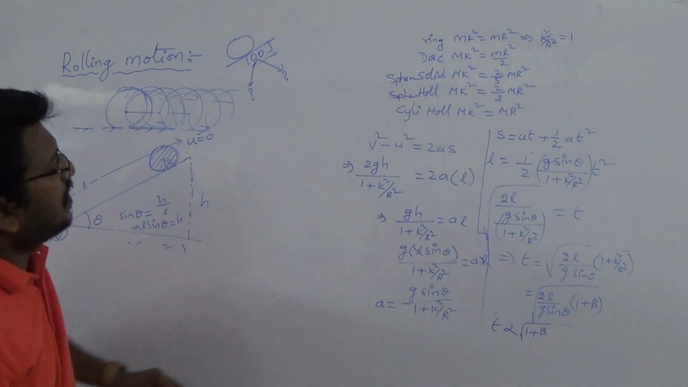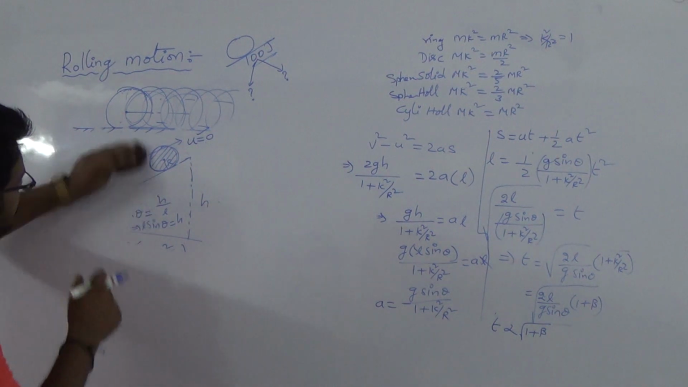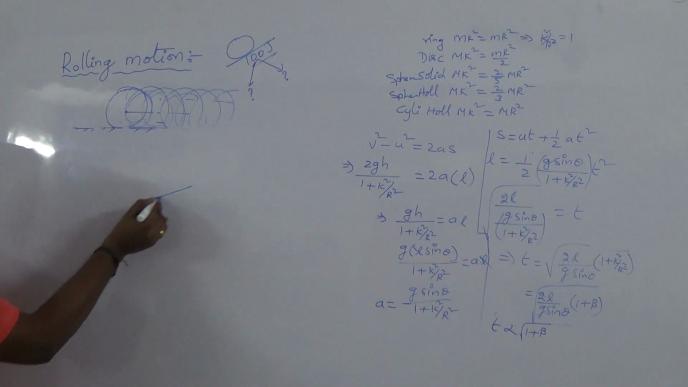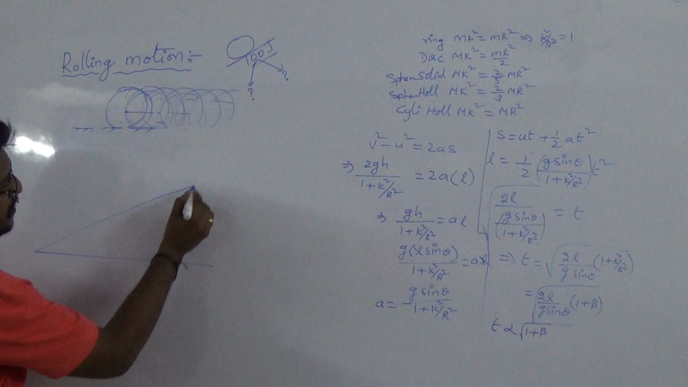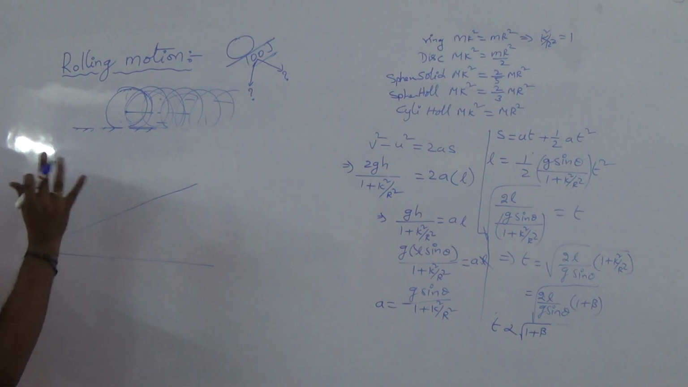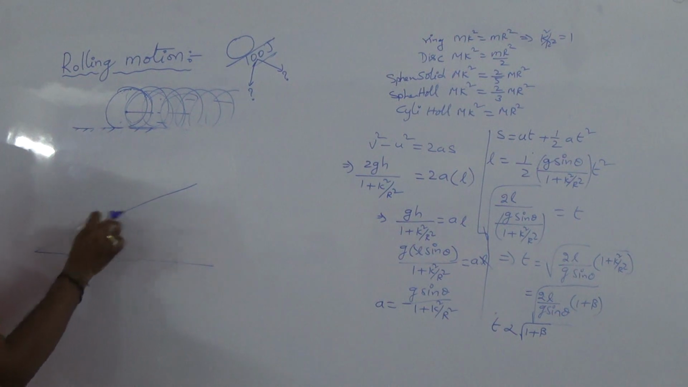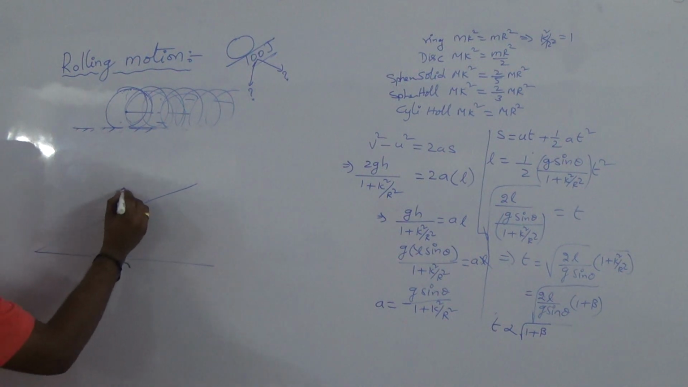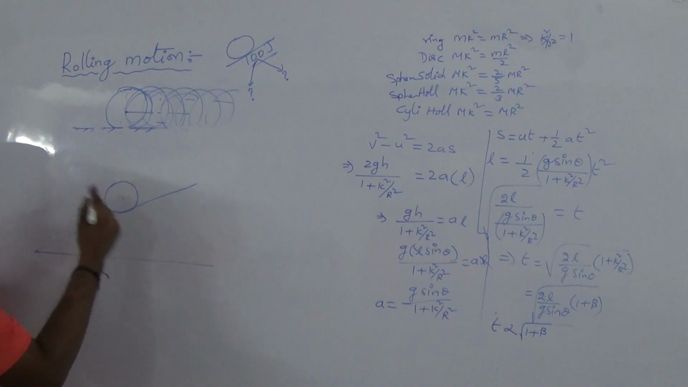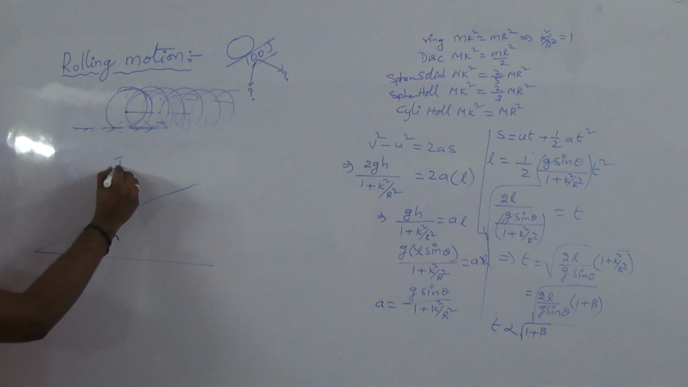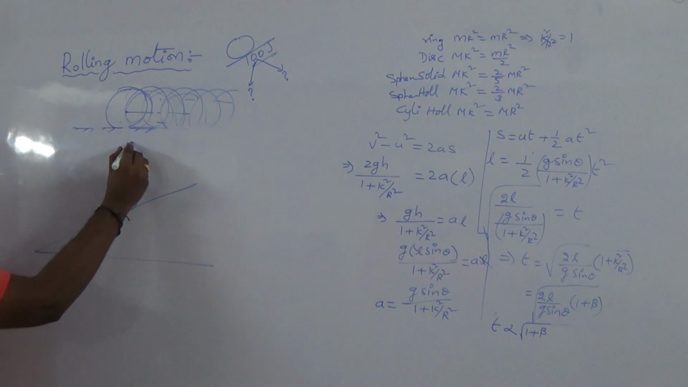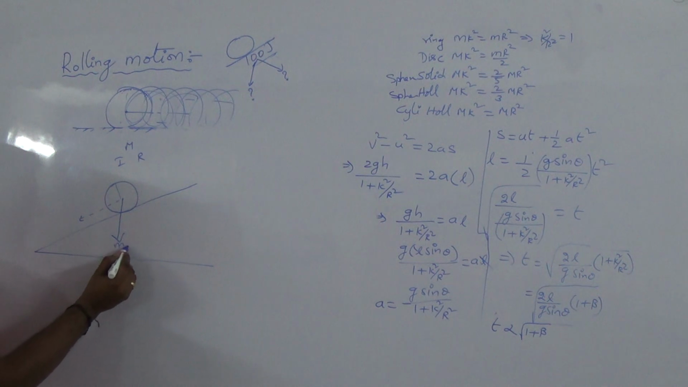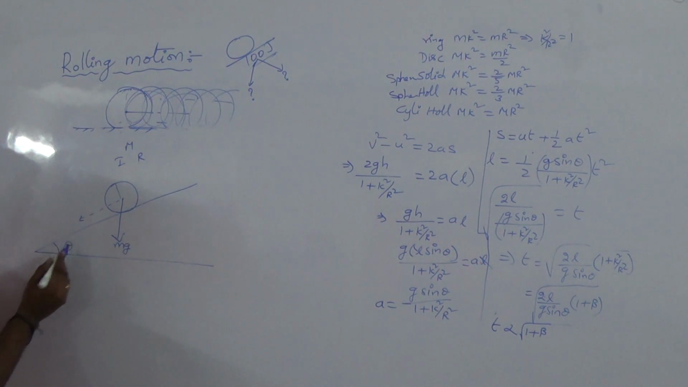What is the torque acting on this body? I am saying the body is in rolling motion. How is it possible? Rolling is possible only when the inclined plane is a rough surface. If it is smooth, there is no possibility for the body to roll on the inclined plane. Rolling is possible only on a rough surface. I am taking a body of mass m, moment of inertia I, radius R, weight mg, and angle of inclination theta.